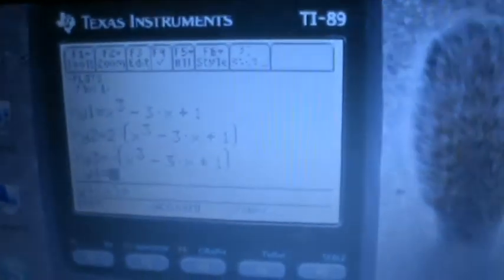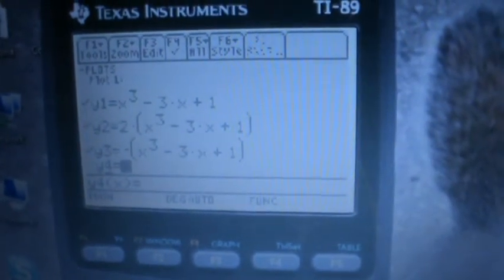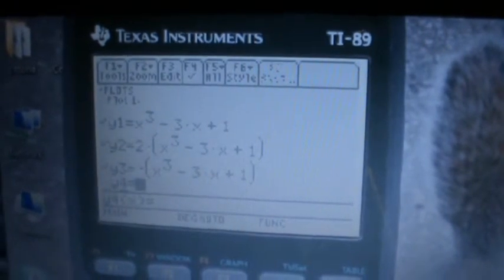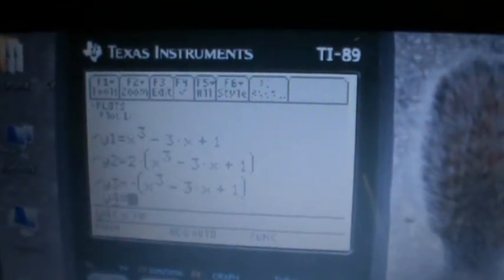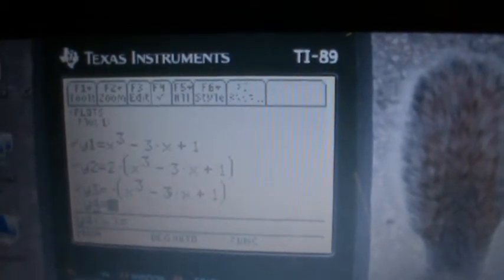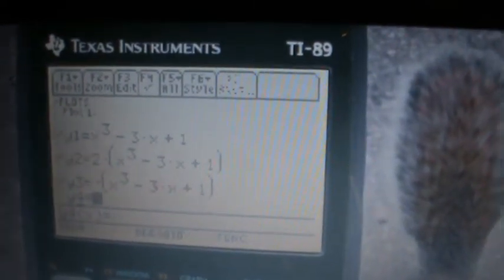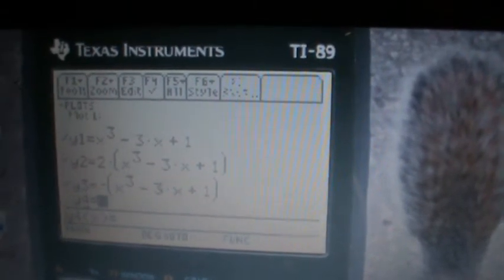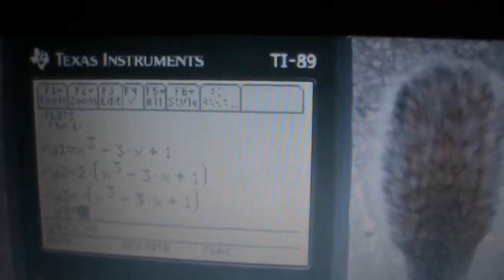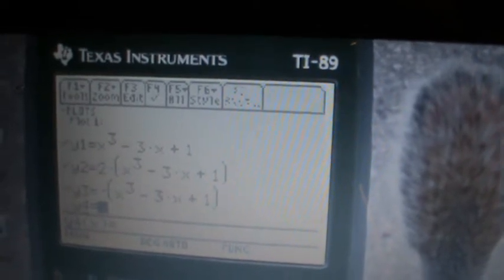If we look at this calculator, I have three third degree functions. One is x to the third minus 3x plus 1. The other one is 2 times x to the third minus 3x plus 1. And the other one is a negative x to the third minus 3x plus 1. So we'll see, notice the first, then the second, and the third. We'll see how they are actually all different when we graph them, but in the end they all have the same roots, okay?